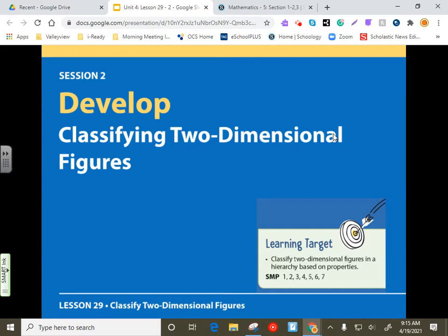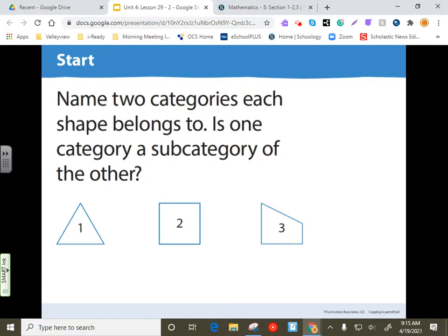We are going to continue classifying two-dimensional figures, and let's get right into it with our warm-up. It says name two categories each shape belongs to, and then we're going to see if one is a category, a subcategory of the other. The way for me to do that simply is I'm going to name the category first, and then I'll do the subcategory right underneath it.